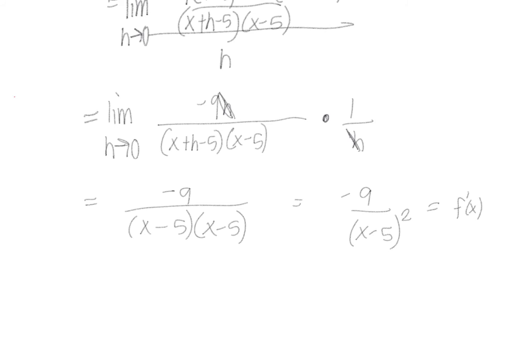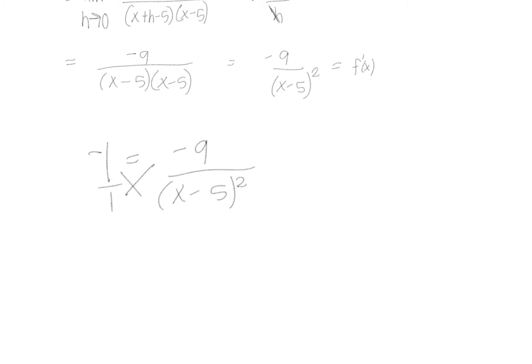Now, most of the time, again, we would have an x value, and we would plug that into the derivative, and it would give us a slope. But that's not what we have this time. We have a slope, and we want an x value. So set the slope of -1 equal to -9 over x minus 5 squared. Now, right here, we need to cross multiply. -1 times x minus 5 squared is -x minus 5 squared equals -9.